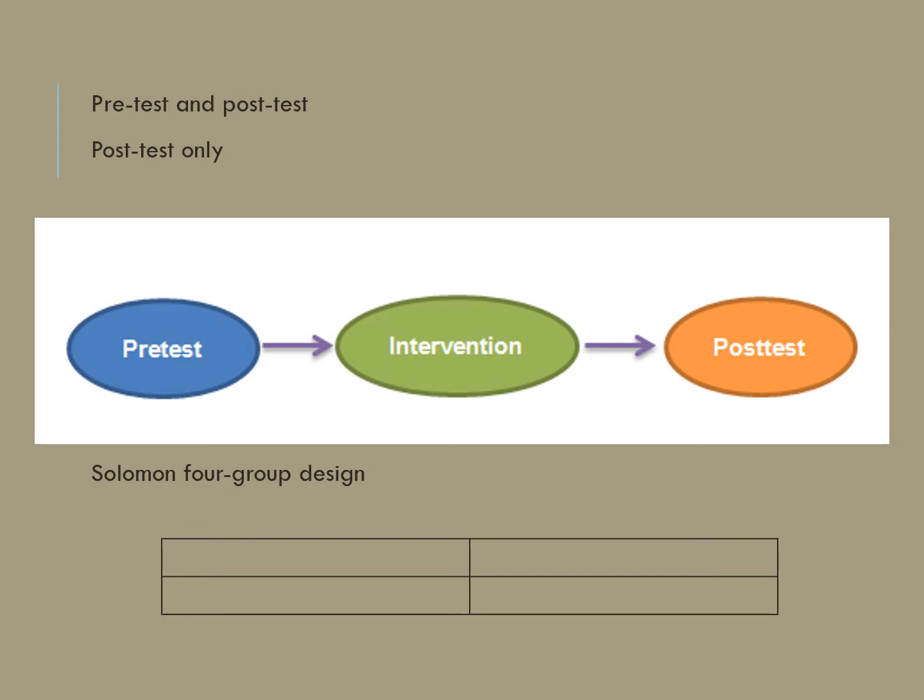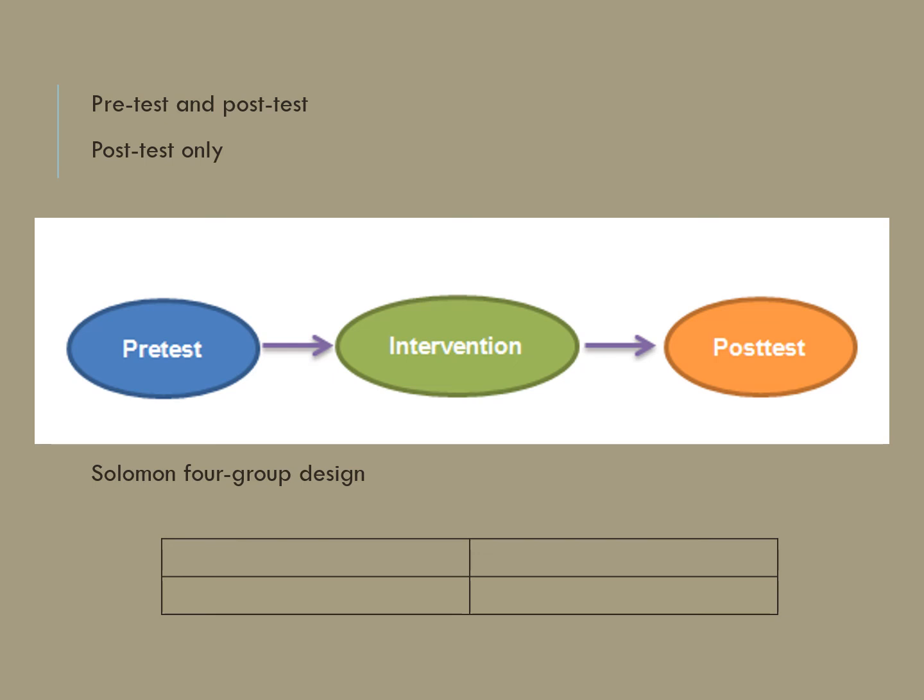Moving to pre-test and post-test. In this one, researchers will give participants a test in the beginning, then they'll do the intervention, and then they give them a test at the end. What they're trying to compare is how much the person changed, how much the participant either learned or grew or whatever it is, from the first time they tested them until after they tested them.